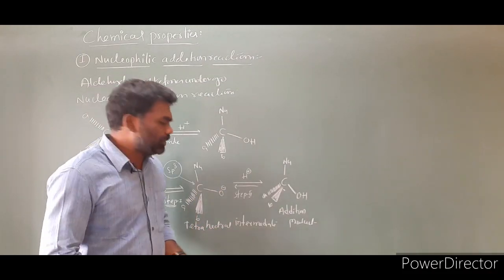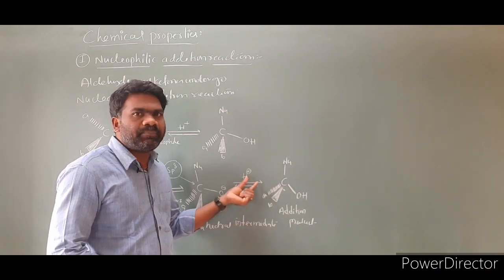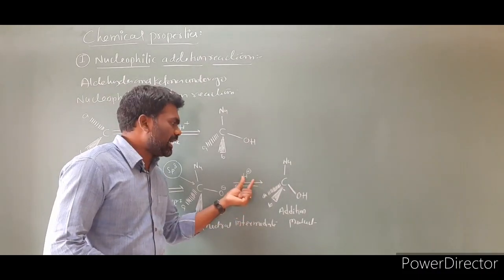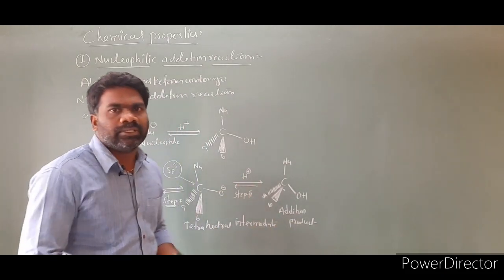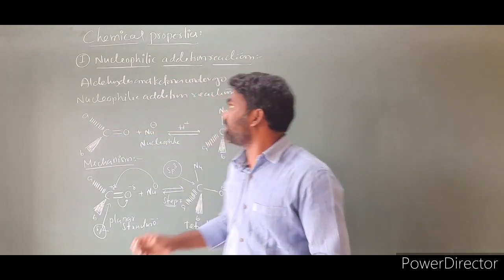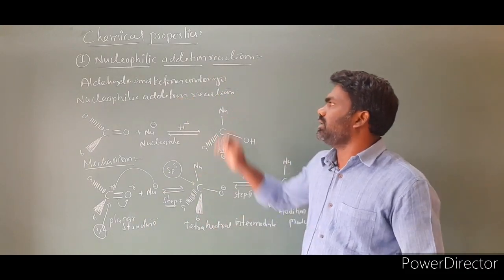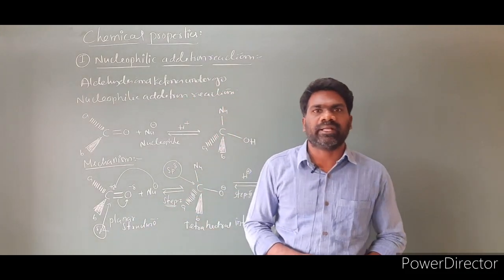This is step 1. In step 2, this tetrahedral intermediate captures a proton from the reaction medium and gives the addition product. So this is the nucleophilic addition reaction of aldehydes and ketones and its mechanism.